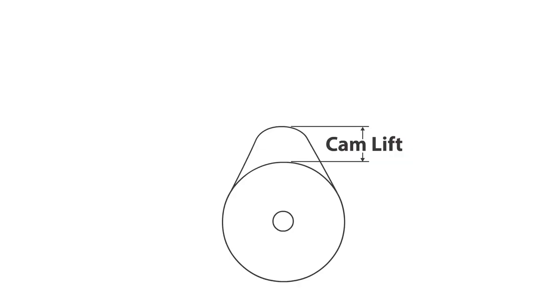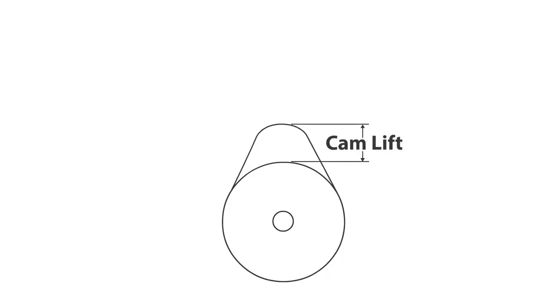The distance that the cam moves the tappet and pushrod is known as cam lift or tappet lift. It's the difference between the radius of the base circle and the distance from the center line of the camshaft to the nose of the cam lobe. This is called cam lift or tappet lift.